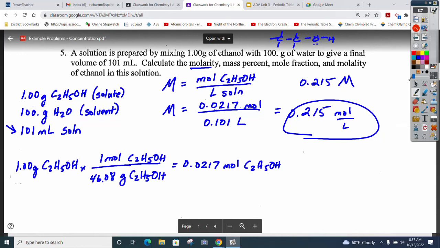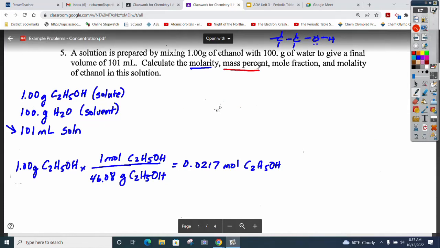Okay, I'm going to take just a minute and clean up my screen to give me more room. All right, next, the question asked me to calculate mass percent. Your formula for mass percent is grams of your solute, which in this case is the C2H5OH, over grams of the entire solution.